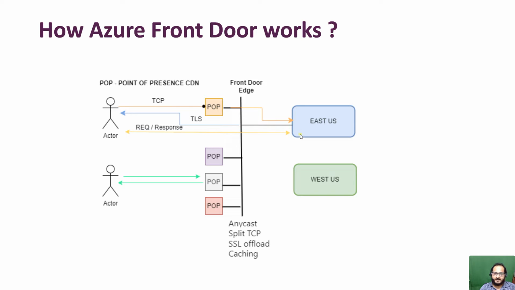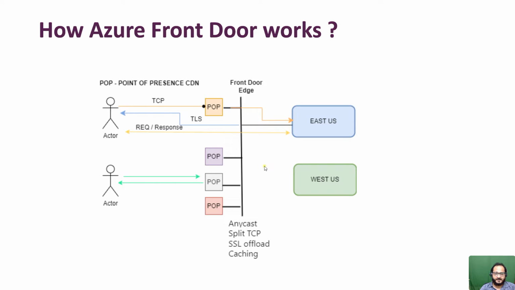Then they will send a request like, okay, I need to fetch this amount of data. Then again it will go ahead and fetch the content from this location. So this is the user 1. Now the user 2, the actor 2 here. So suppose this actor 2 is again requesting the same content from these two regions.